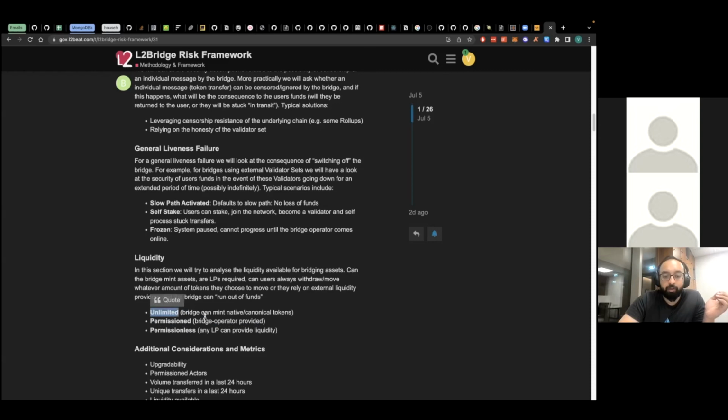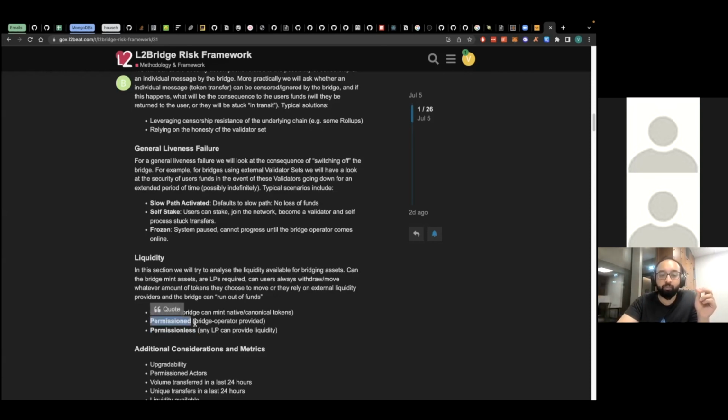So talking about unlimited, AnySwap is a good example. AnySwap is the canonical bridge for a bunch of tokens, and they can mint these canonical tokens out of thin air, so they have no requirement for external liquidity, right? But whenever you use AnySwap to send USDC across chains, they cannot mint native USDC on the destination chain. Hence, they have to depend on external liquidity providers to provide liquidity here, right? And any LP can provide liquidity here, so it falls in the permissionless section.